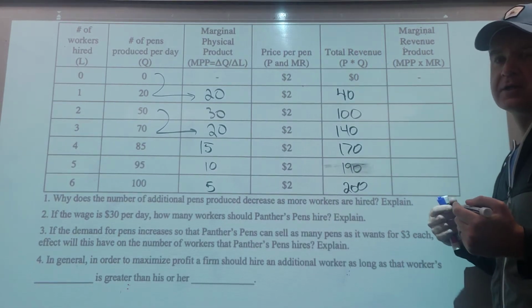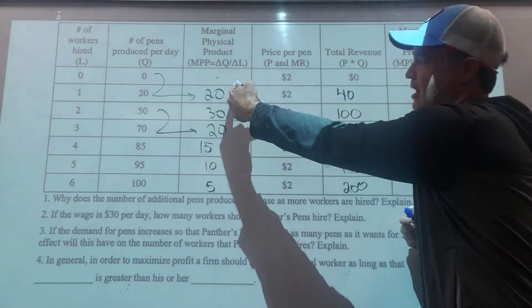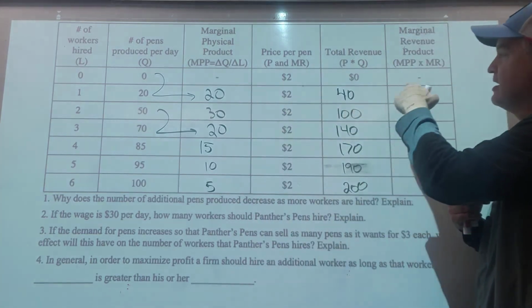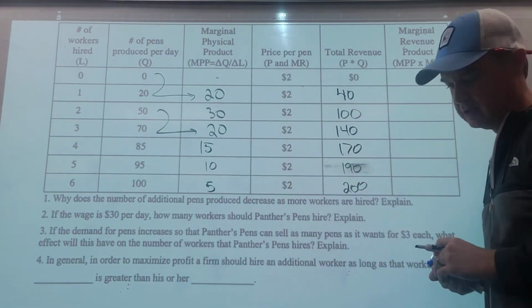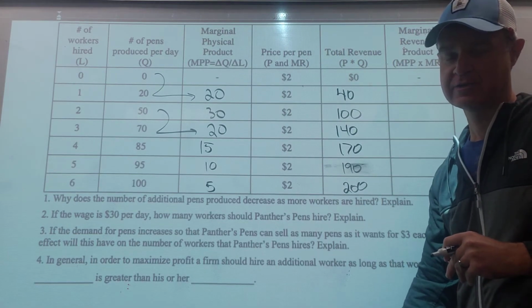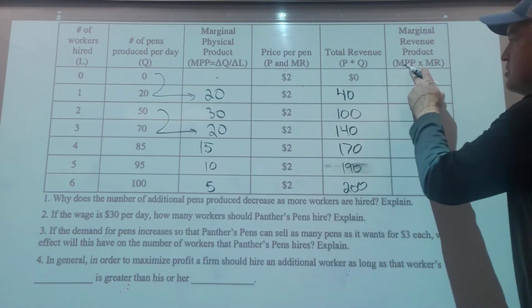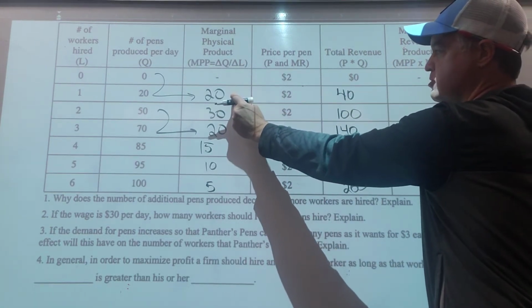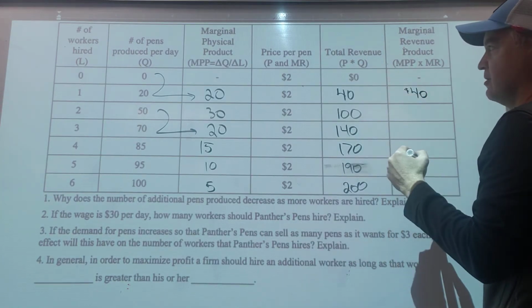Marginal revenue product, marginal physical product, how many additional units does each worker contribute, times the marginal revenue, which in this instance, until a lesson tomorrow, is still the same because every good is priced exactly the same. So marginal physical product of the first worker is 20 new units. I get to sell them for 2, so that worker brings in $40.